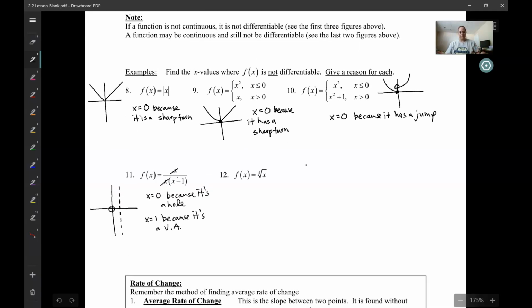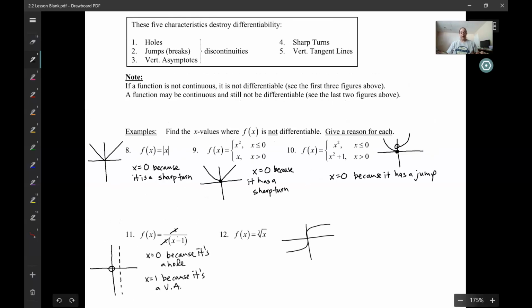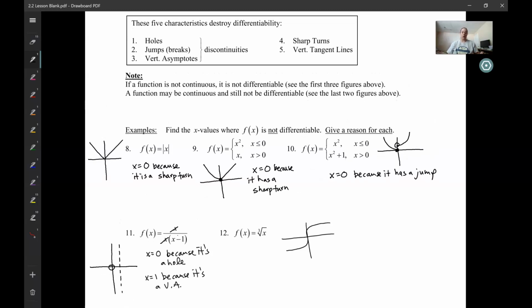Now let's look at this one. Cube root of x. This is one you should have memorized. It's going to look like that. So if I think about this one, go through my 5. Do I have any holes in this? No. Do I have any jumps? No. Do I have any vertical asymptotes? No. Do I have any sharp turns? No, it's all smooth. However, if I were to draw a slope line right there, it would be vertical. So at x equals 0, that one's not going to work.